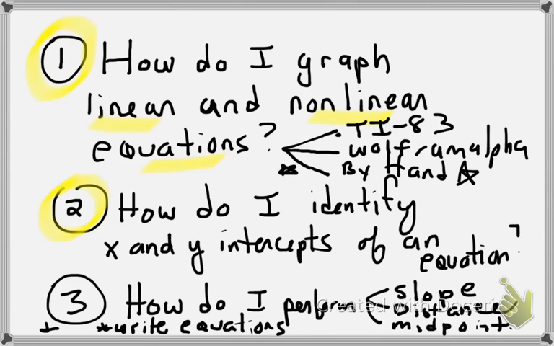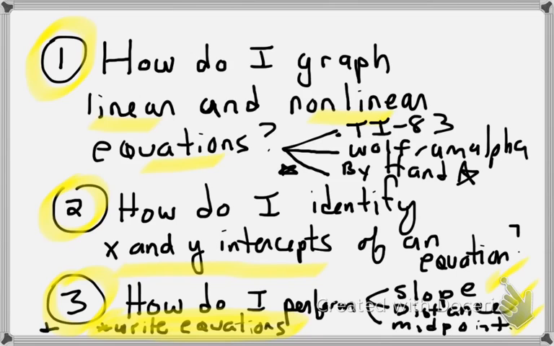Number 2, how do I identify x and y intercepts of an equation? So if I throw you an equation, whether it's linear or nonlinear, will you be able to find the x and y intercepts? And we'll explore all these things in a moment. And number 3, how do I perform the following calculations? Slope, distance, and midpoint. So how do I calculate the slope of a line between 2 points? How do I calculate the distance between 2 points in space? And how do I calculate the midpoint of a line segment? And then, of course, nested within that is how do I write equations of lines given various information about the line.